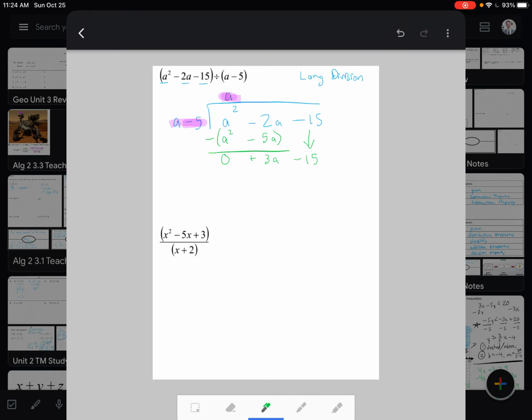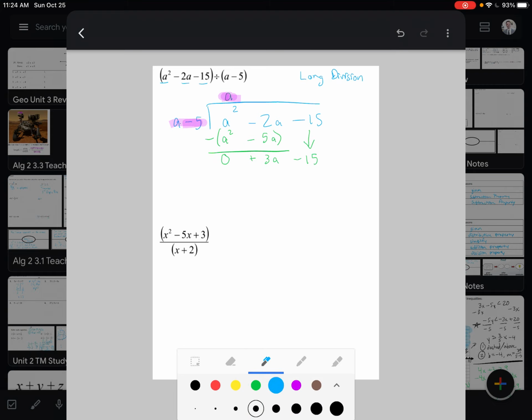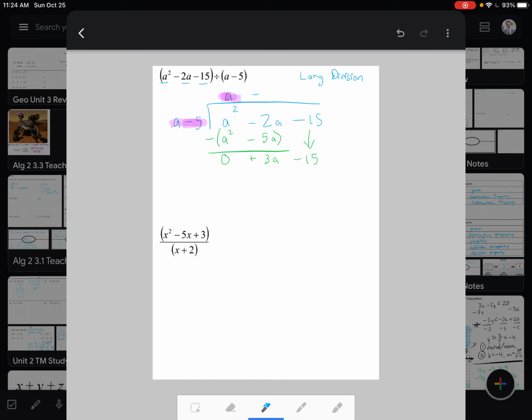Next, we can bring down our minus 15. Next term, we have to get a to match 3a. So we're going to multiply each piece of that by positive 3, and we'll end up with 3a minus 15. Again, we are going to subtract this, so we'll end up with 0 a's. And we'll see that the negative 15 will turn positive again, plus 0.